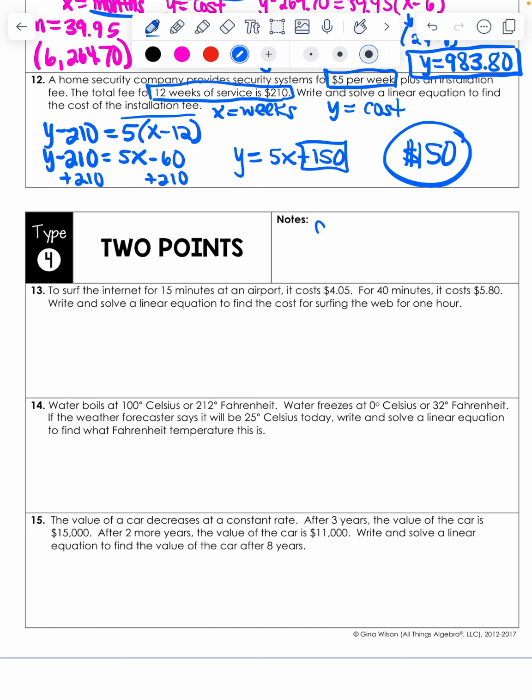So first, we're going to define the variables. And then you need to make 2 points from the information that they give you. And then you have to find the slope and then make an equation.